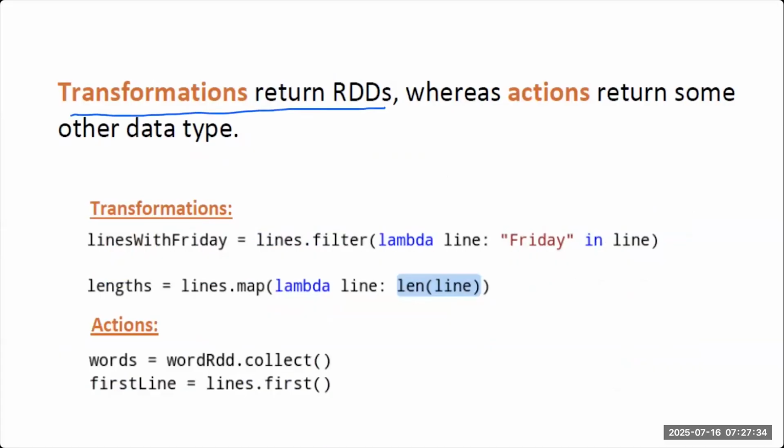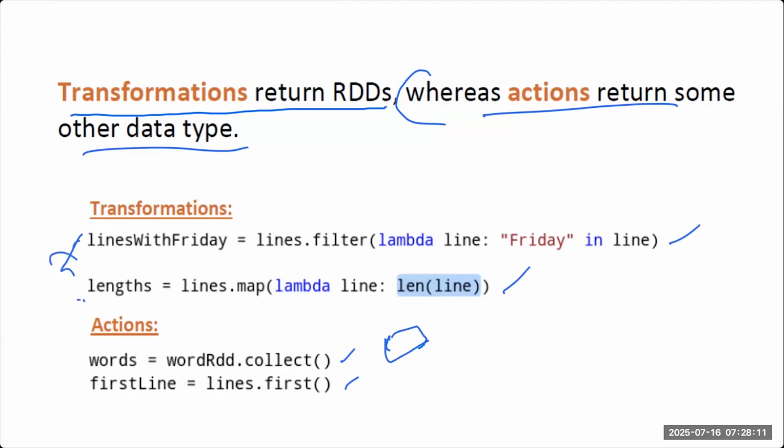Transformations return an RDD, right? If I'm doing any filter, the transformation will return another RDD, whereas an action will return some other data type. Here I'm filtering, so this is a transformation. Here also I'm filtering, this is a transformation. But once I do an action like collect or first, it will return the proper data, not the RDD. Here it returns one RDD, and after filtering also it returns one RDD.